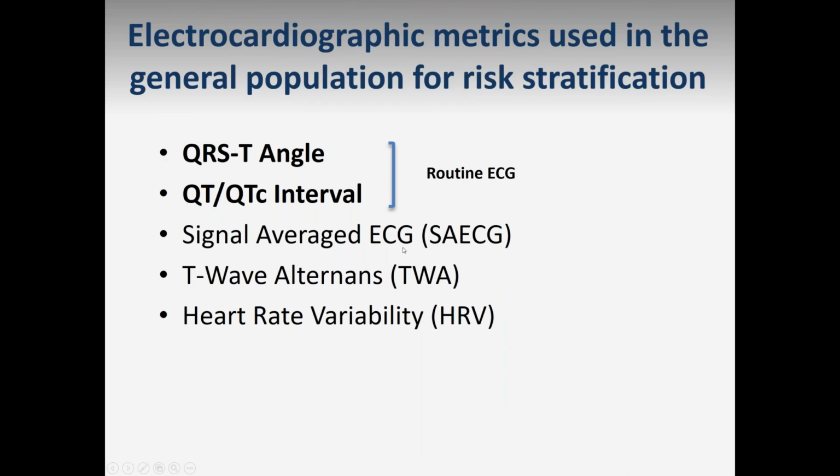So the electrographic ECG metrics that are used in the general population are quite a number. Typically, the QRST angle, which I'll show you, or the QT-QTc interval, which is derived from a routine ECG. There are also special studies that can be done from signal averaged ECG, T-wave alternans, or heart rate variability. Today, because of time, I'm not going to go into these, but suffice it to say that, in fact, we haven't found an association in dialysis patients related to these parameters.